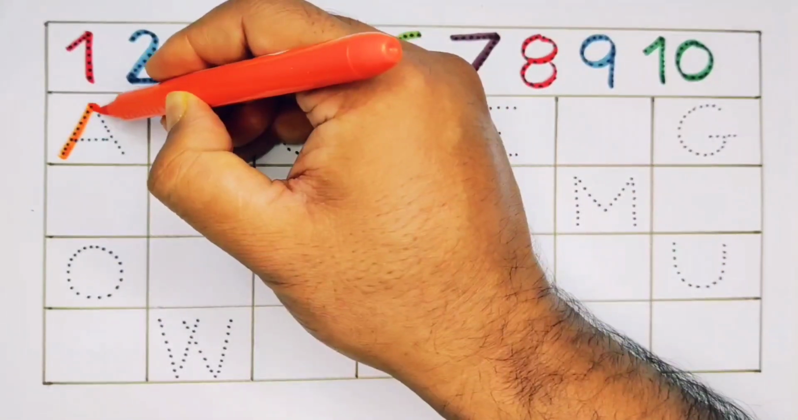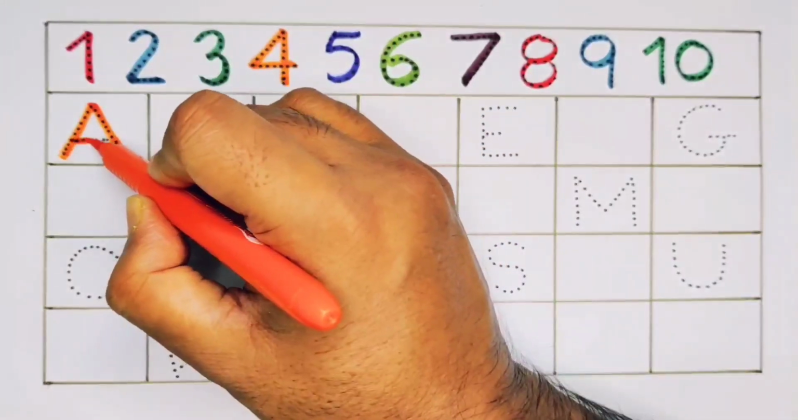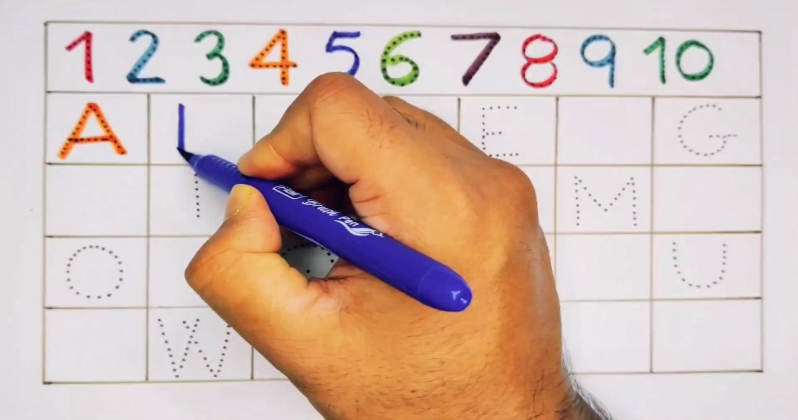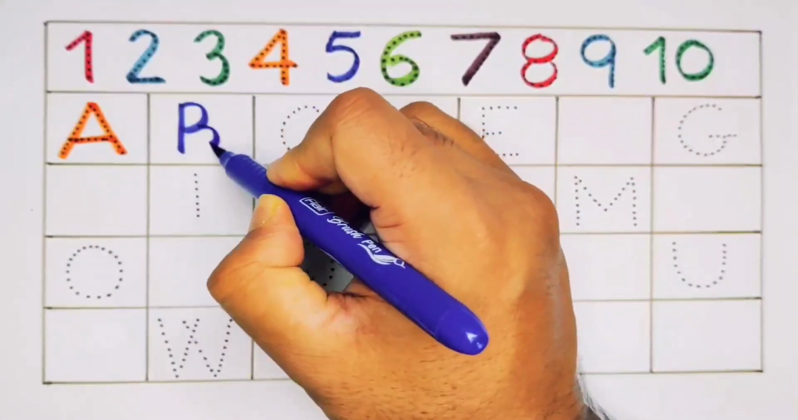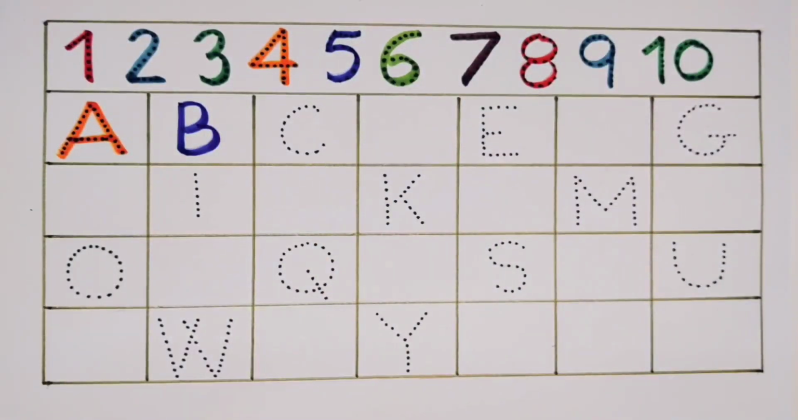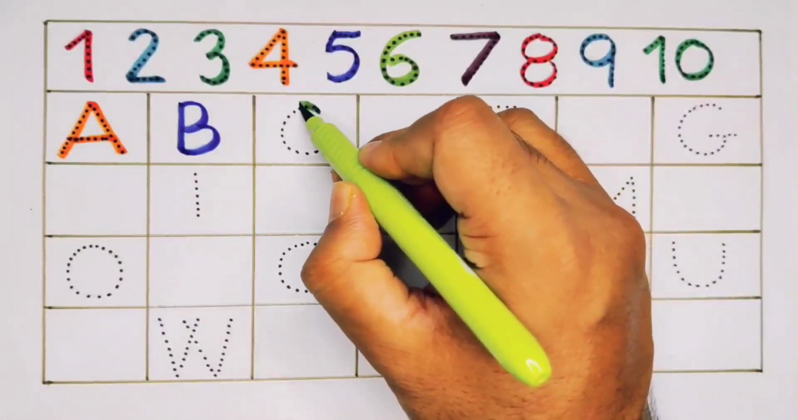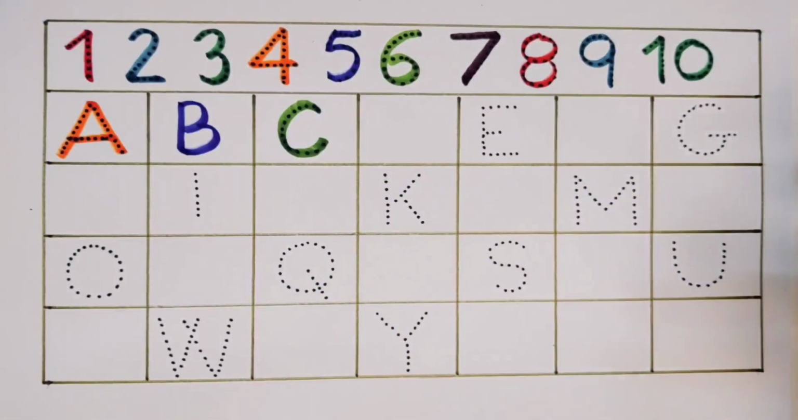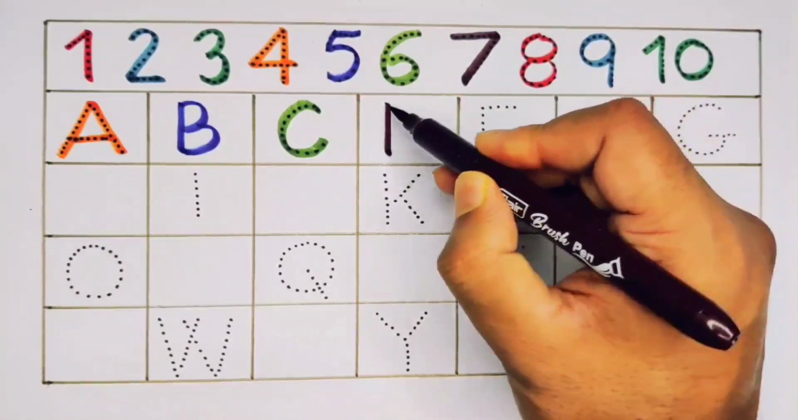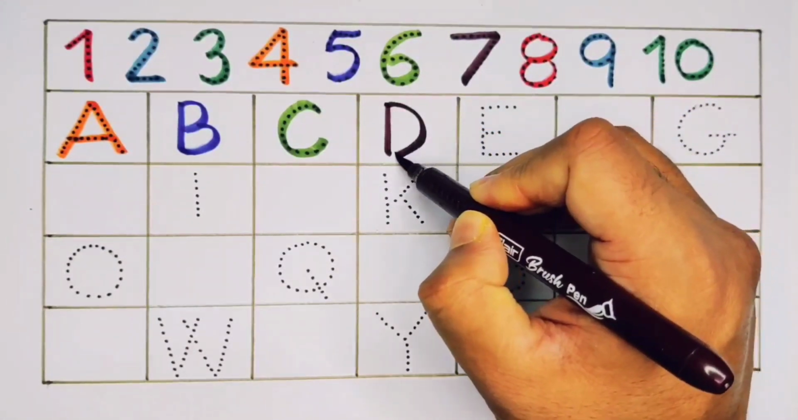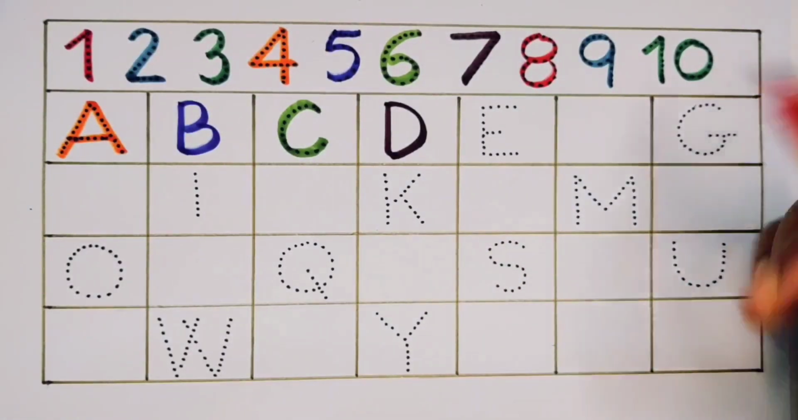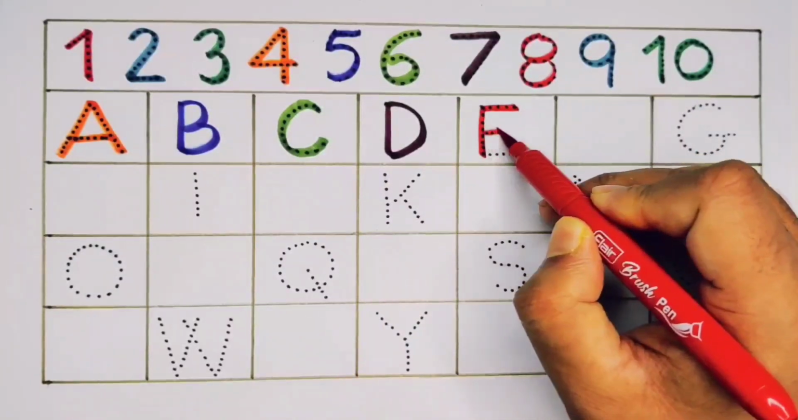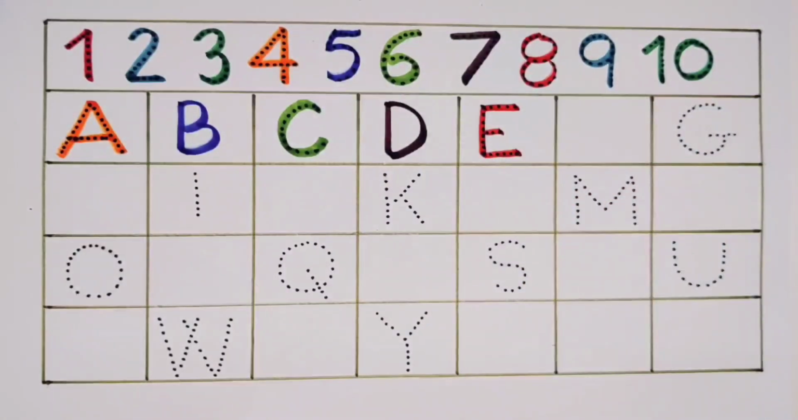A. A for aeroplane. B. B for ball. C. C for cat. D. D for dog. E. E for elephant.